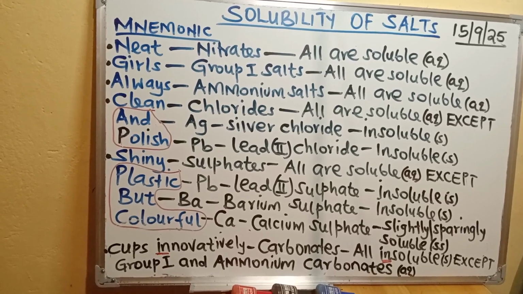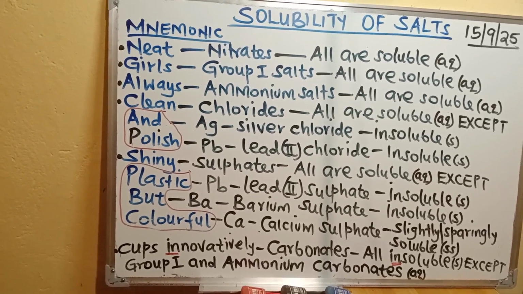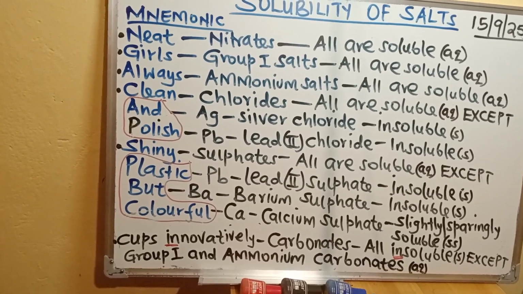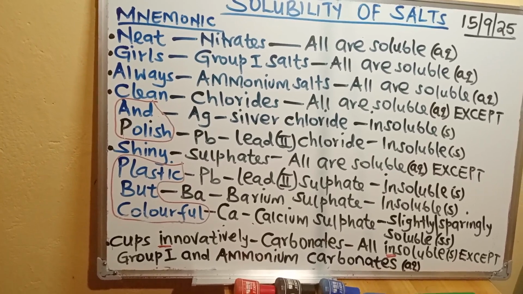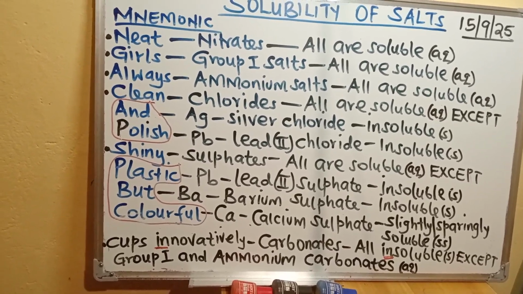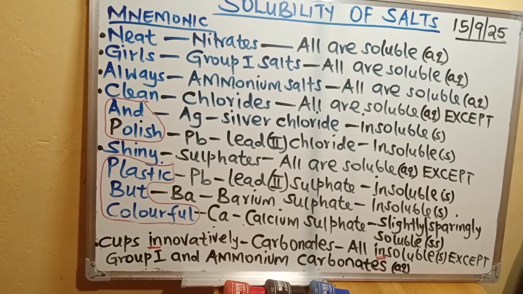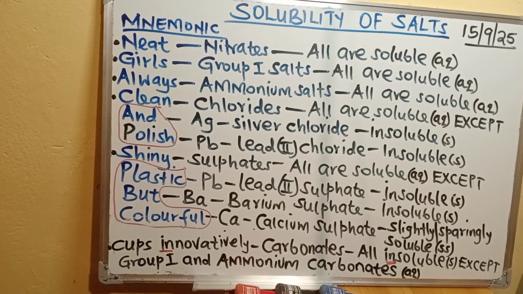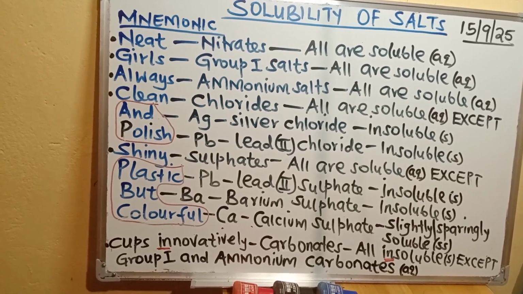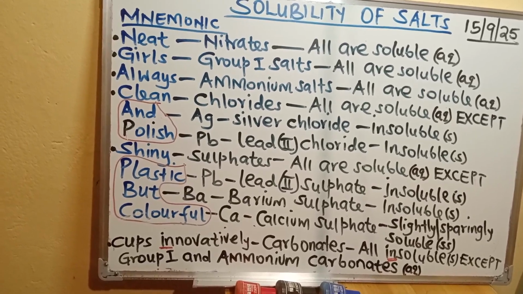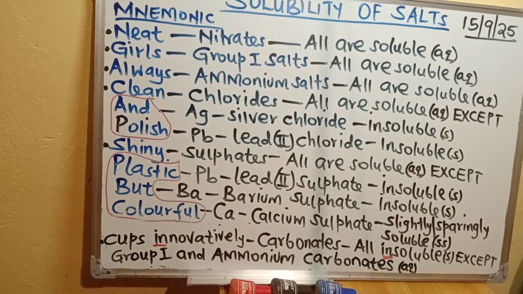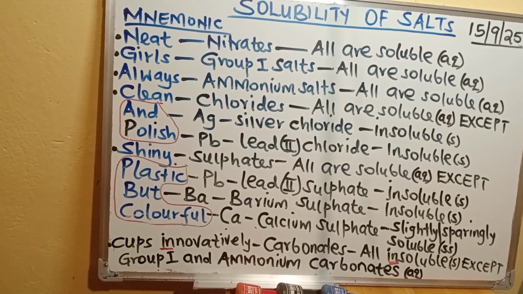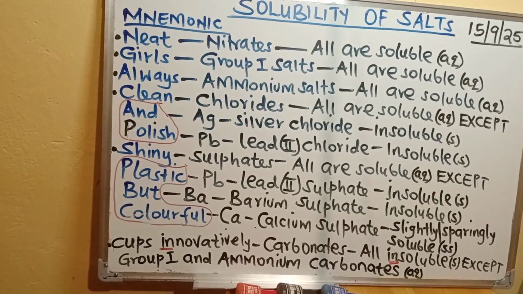So let us begin together with the mnemonic. We have: Neat girls, always clean and polish, shiny, plastic, but colorful caps, innocent free. So for neat, we have nitrates. All nitrates are soluble. All of them are in the aqueous state, and for the aqueous state, we have a small a and a small q in brackets. For girls, we have group 1 salts, and all of them again are soluble, in the aqueous state. Again, small a, small q in brackets.